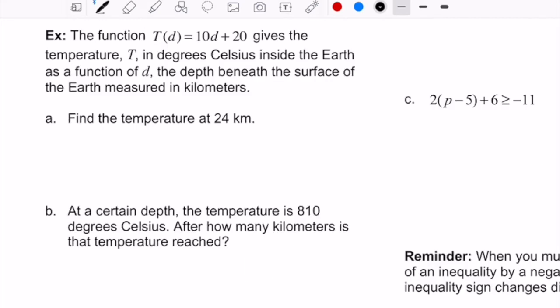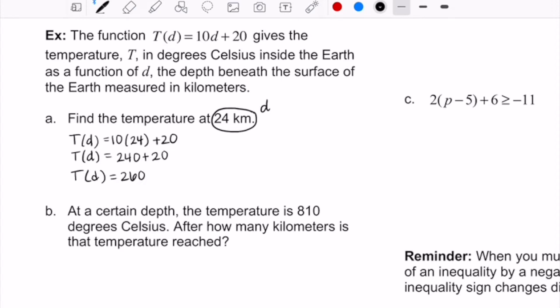All right, the next one here says the function t of d is equal to 10d plus 20 gives the temperature. The first one wants us to figure out the temperature at 24 kilometers. 24 kilometers is the depth, and so we're going to plug that in for d. So I'll plug it in for d, and then I'll multiply first, and then I'll finish by adding. So for this one, at 24 kilometers, I'll get that the temperature there would be 260 degrees.